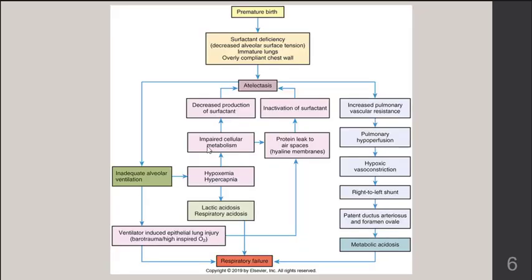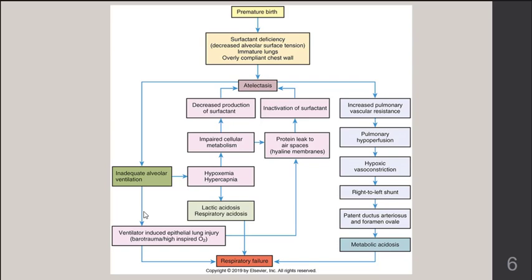So this slide shows you the pathophysiology of what happens with a premature birth and respiratory distress syndrome or surfactant deficiency. With a premature birth, whether there's surfactant deficiency, which affects the surface tension, whether there's immature lungs or an overly compliant chest wall, in any of these cases, atelectasis can occur, collapse of lung tissue. So if we start over here on the left of the screen, atelectasis can lead to inadequate alveolar ventilation, and we know that. But what happens in this situation oftentimes is a ventilator is needed to provide oxygen.